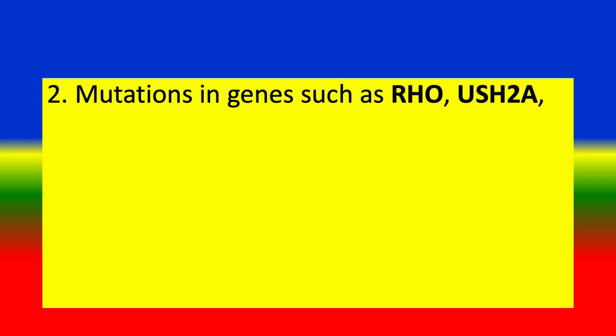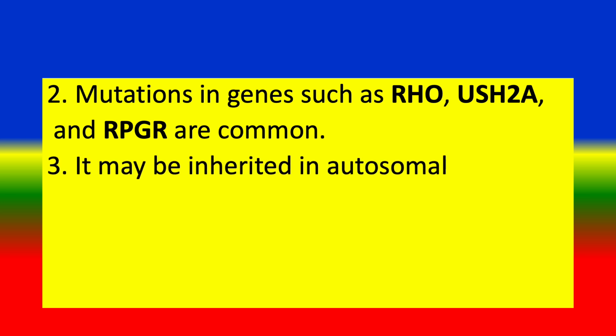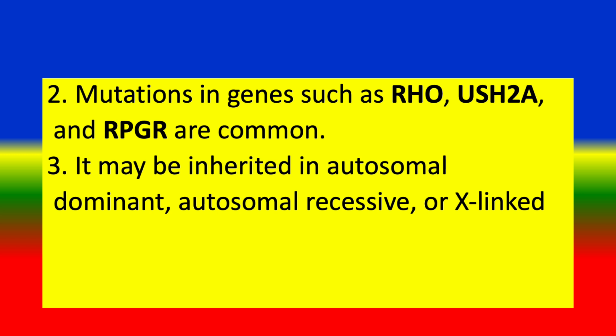2. Mutations in genes such as RHO, USH2A, and RPGR are common. 3. It may be inherited in autosomal dominant, autosomal recessive or X-linked patterns.